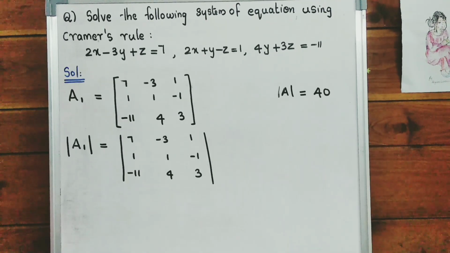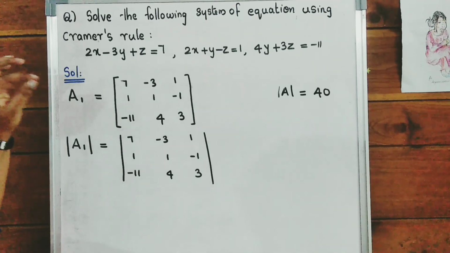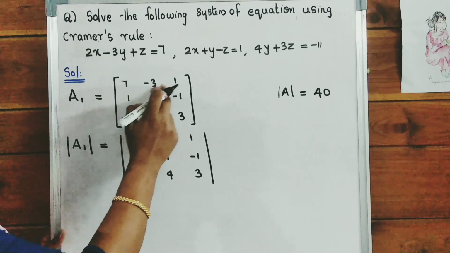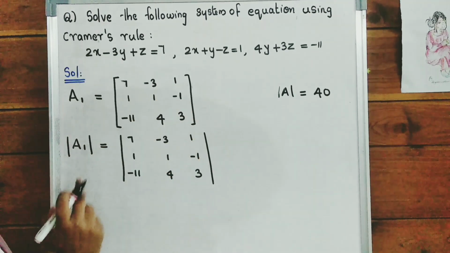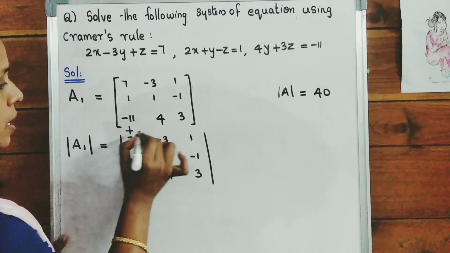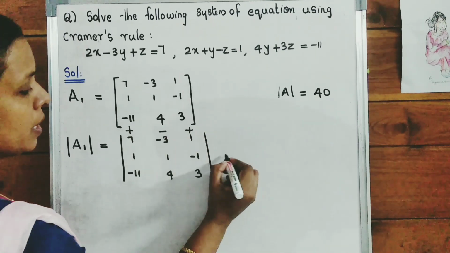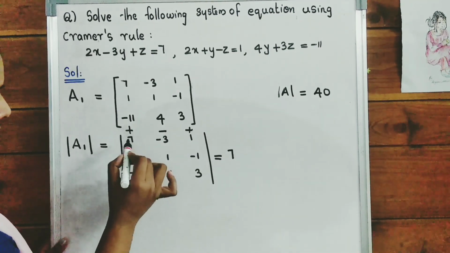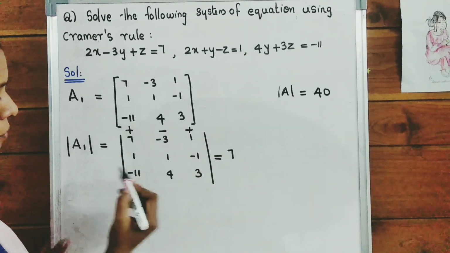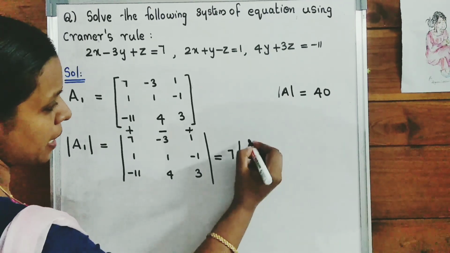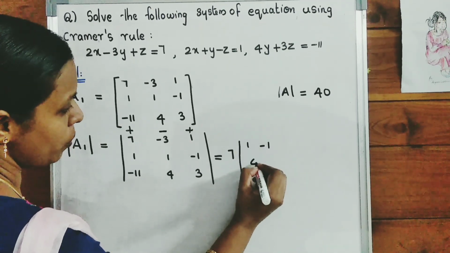Clear? Next we consider matrix A1. Find determinant A1. We can write determinant A1 is equal to determinant of 7, minus 3, 1, 1, 1, minus 1, minus 11, 4, 3. First we assign positive, negative, positive. Okay, that is equal to, we can write 7 into. Here we delete first row and first column. We get 1, minus 1, 4, 3. Put in determinant.